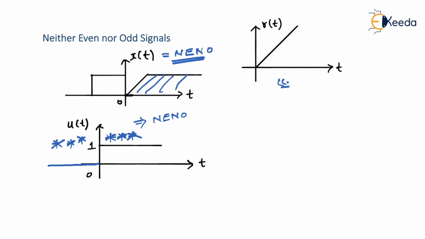Even a ramp signal also comes in this category, that is neither even nor odd, because as you can see, r of t exists only for t greater than 0. For t less than 0, it does not exist. It has got a 0 characteristic here, right? So now we have to learn the property of a neither even nor odd signal. It is a speciality of a neither even nor odd signal. And what the speciality is, we'll see what is the property of a neither even nor odd signal.